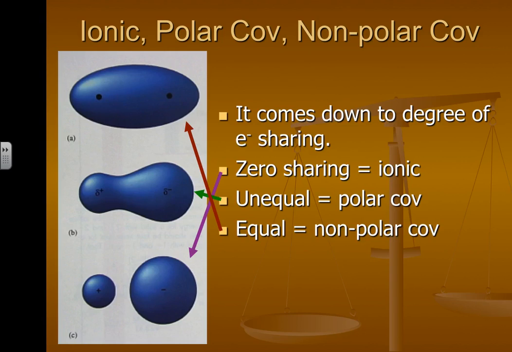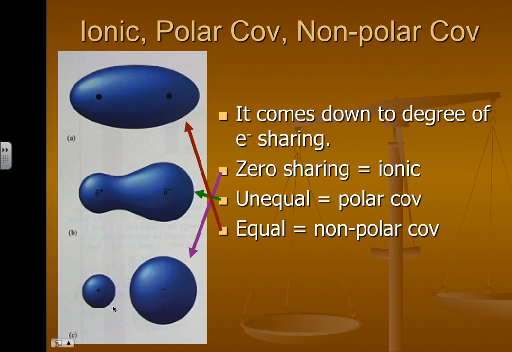So we know that there is a continuum. It's like a rainbow. As you go from red to orange to yellow, can you actually tell where red ends and orange begins, or does it just kind of fade into each other? Right, it just kind of fades in. And that's how ionic and covalent bonds are related. They fade into each other.